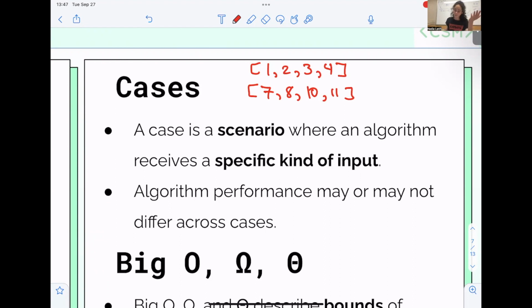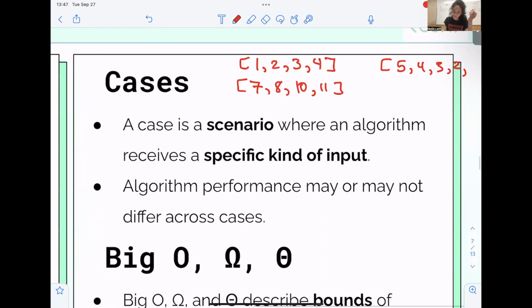The worst case would be where I have everything in, like, descending order or something, right? And so then I have to change the position of every single item in the list. Now, the point of this is that a case is defined by the type of input that's received, right? The structure, the contents, things like that, okay?